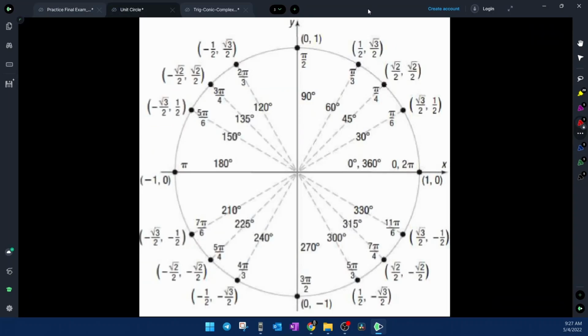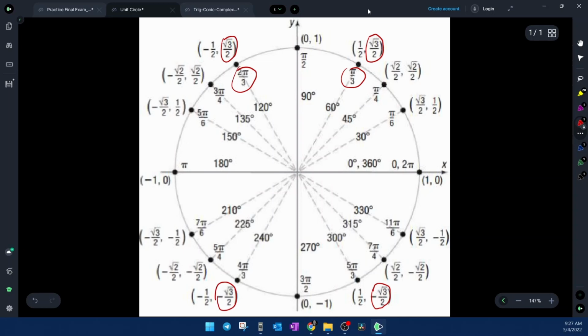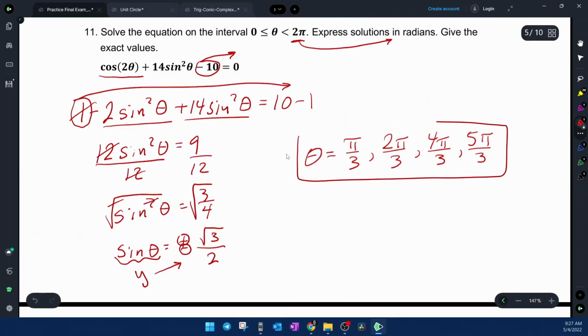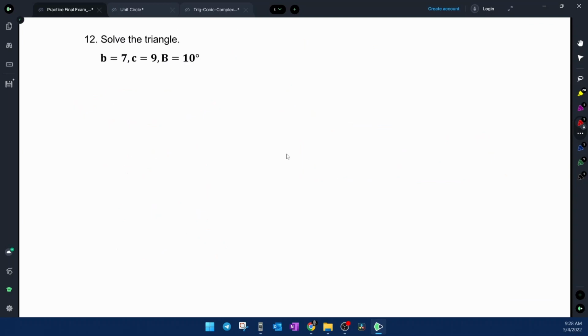All right, going around the unit circle, looking for y coordinates of positive square root of 3 over 2 or negative square root of 3 over 2. That's going to give us 4 solutions. Pi over 3, 2 pi over 3, 4 pi over 3, and 5 pi over 3. And that's going to do it for question number 11.